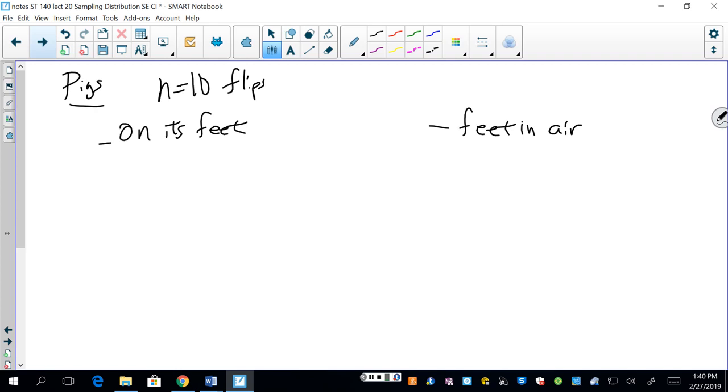So if you flip it 10 times, can you record those two things at once? Each time you record it either on its feet, or its feet in the air, or something else. So flip it 10 times and record how many times you get one of those. It's easiest to kind of mark that down.